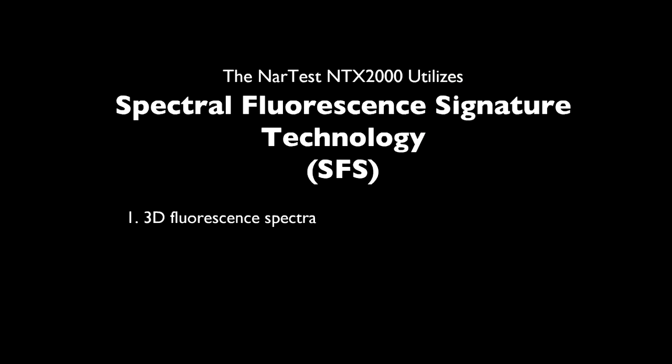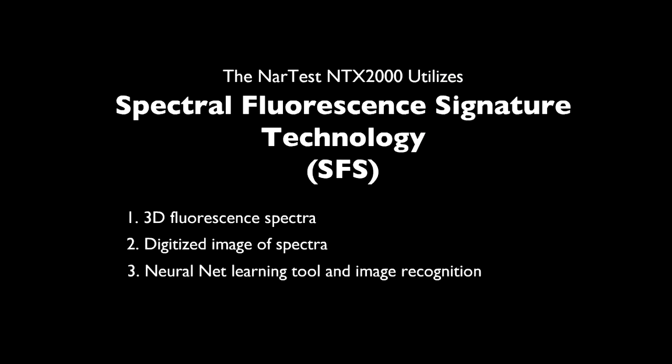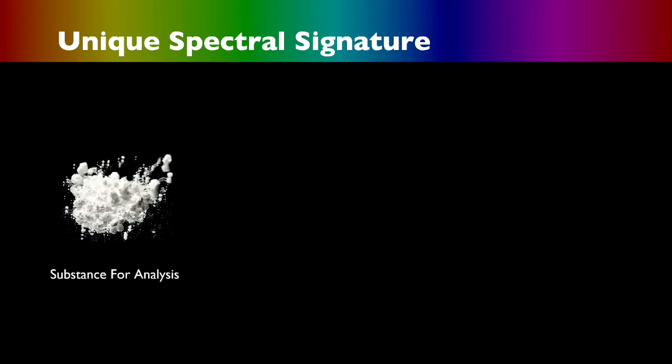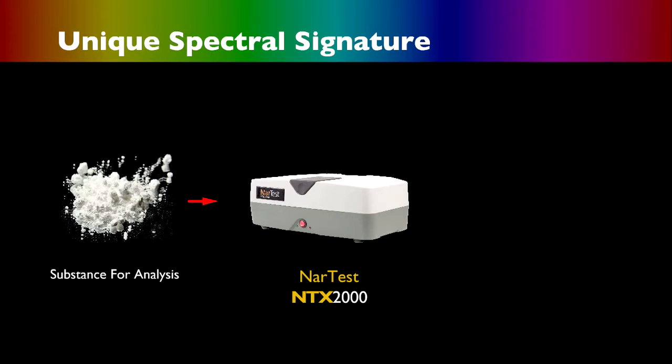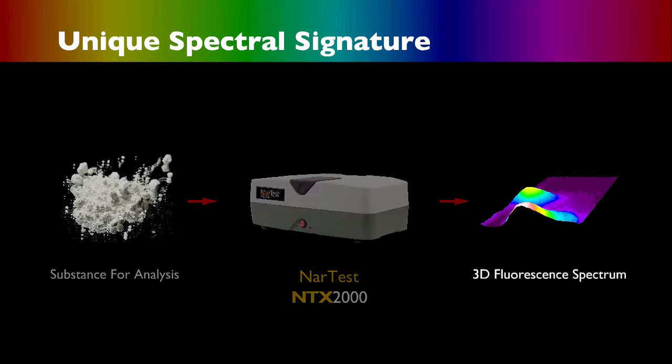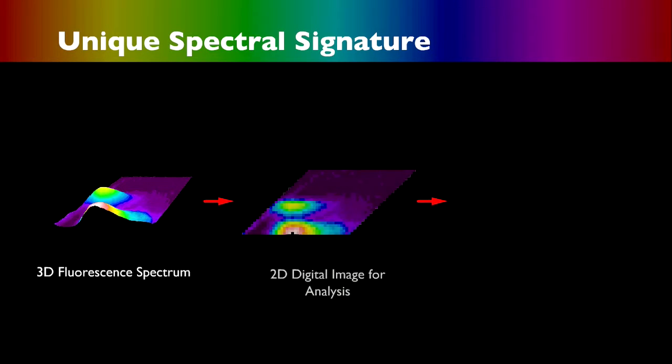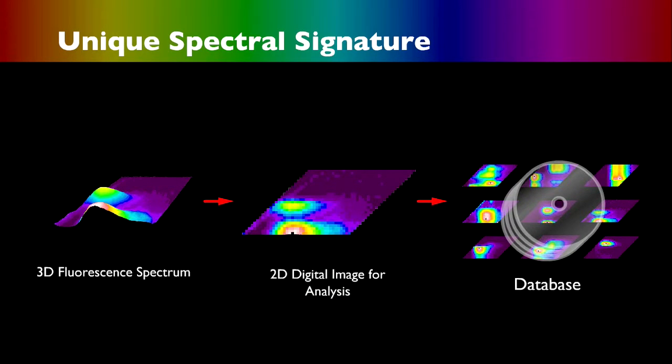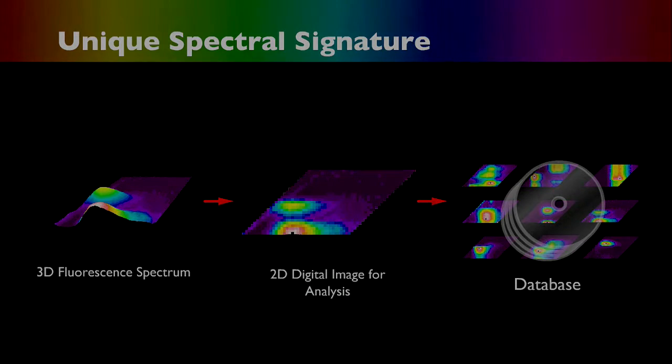SFS technology is a revolutionary application of fluorescence spectroscopy in combination with image recognition based on a neural net learning tool. This technology examines how a sample fluoresces in the presence of light and offers a three-dimensional record of the sample's fluorescent spectrum. This spectrum is interpolated into a digital image and then analyzed based on an extensive database that contains images of known compounds and mixtures thereof.